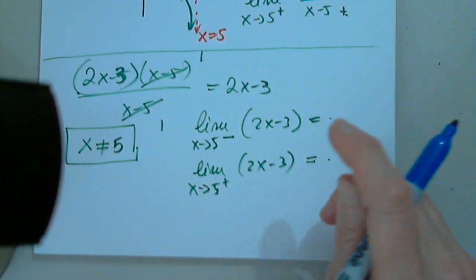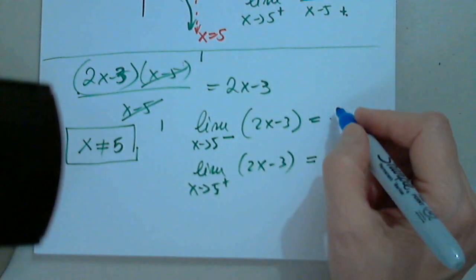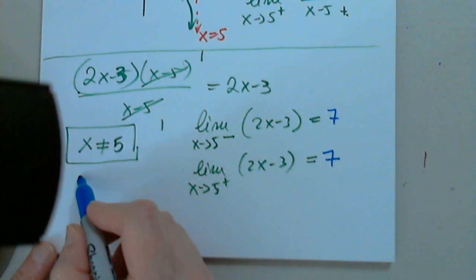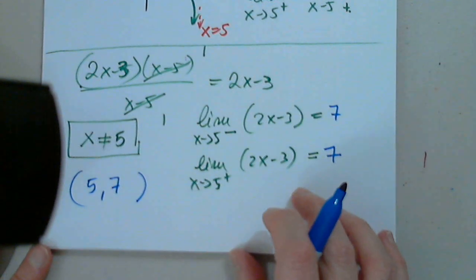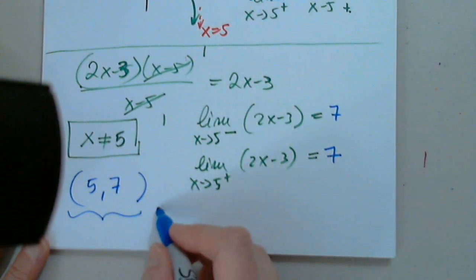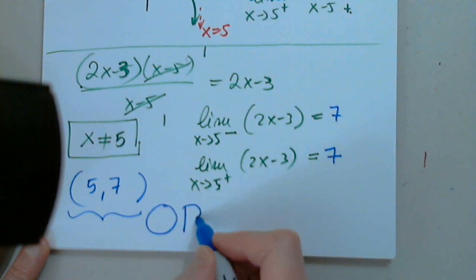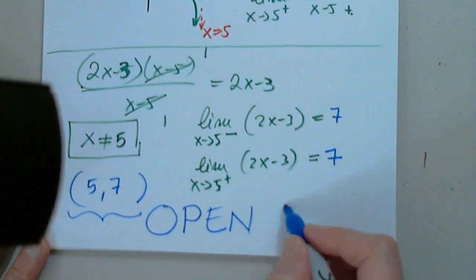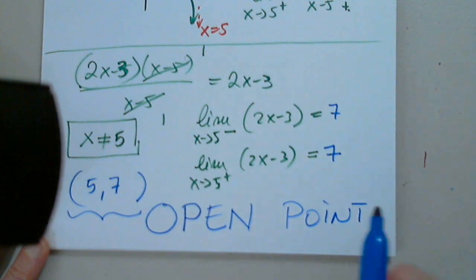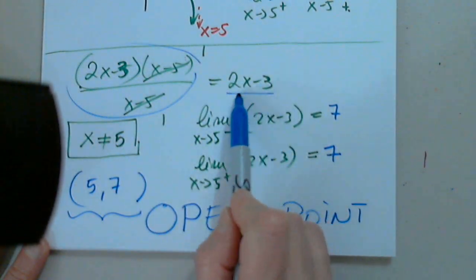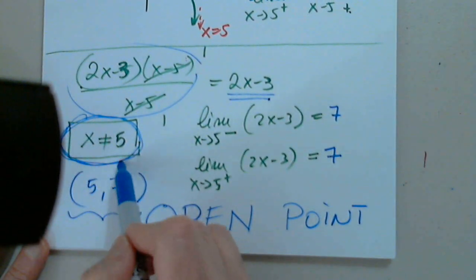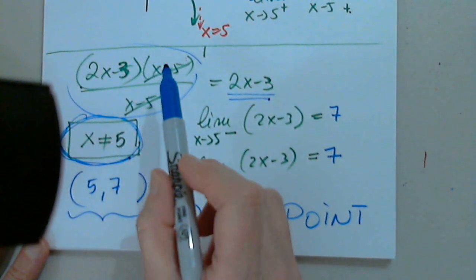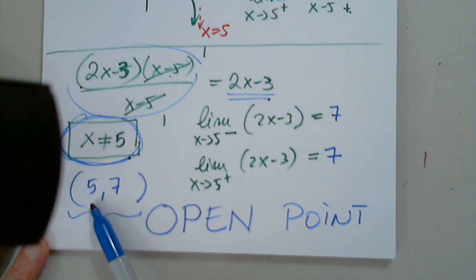It's 7. Yes, because 5 times 2 is 10, 10 minus 3 is 7. 7 in both cases. And then (5, 7), what type of point will that be? It would be an open point. An open point. See, we are graphing this function, although we analyze this one, but I cannot disregard what I found at the beginning. This function is still undefined at 5. So it will become an open point.